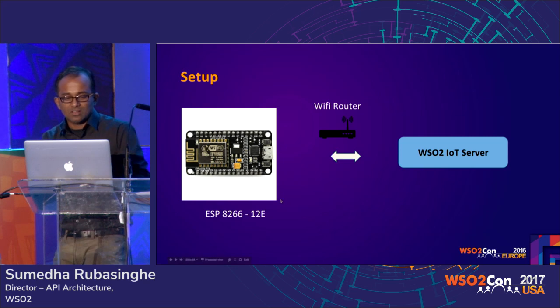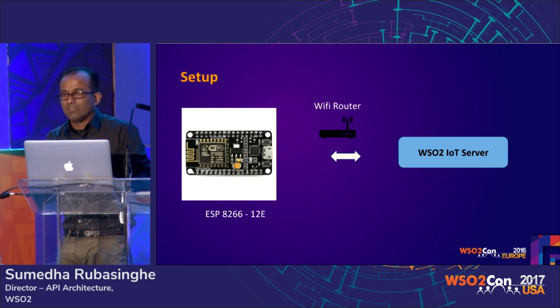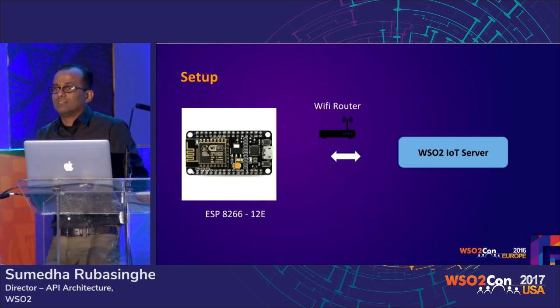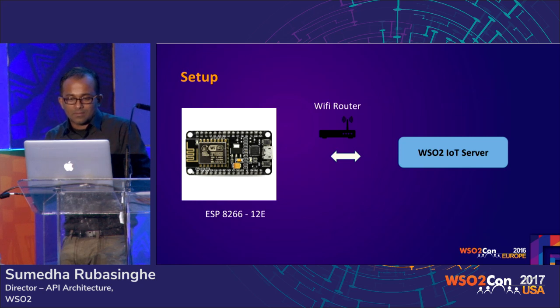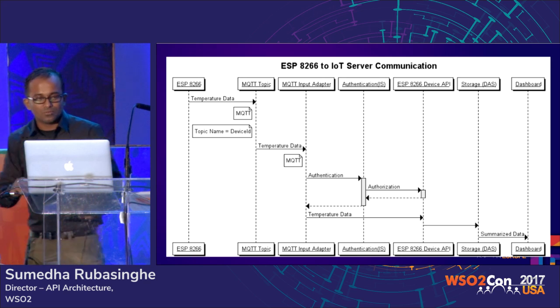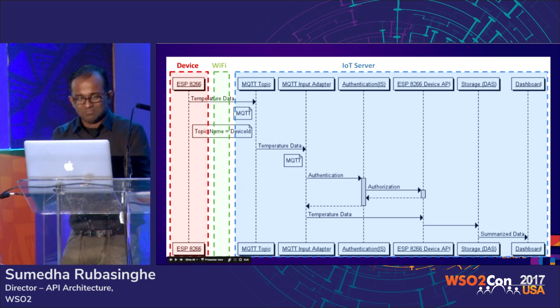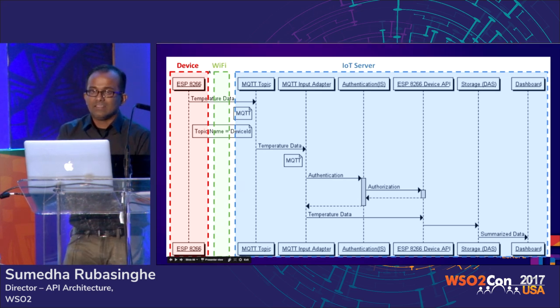This module is called ESP8266-12E. ESP8266 is the original chip, and there are different variants with very stable Wi-Fi connectivity. This guy is going to talk to the Wi-Fi router and connect to the IoT server. For this to happen, this is the sequence flow. Taking this one step further, this is a device, and it is communicating via Wi-Fi to the IoT server.